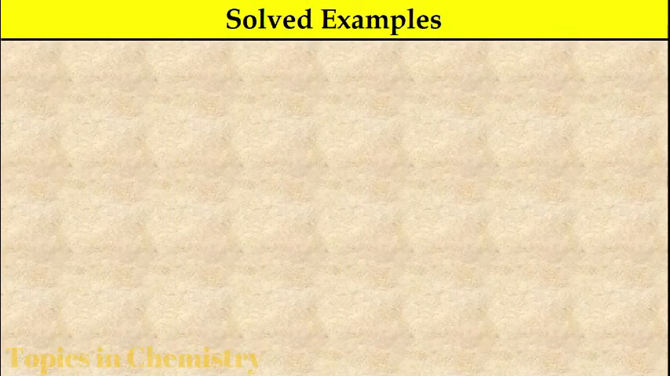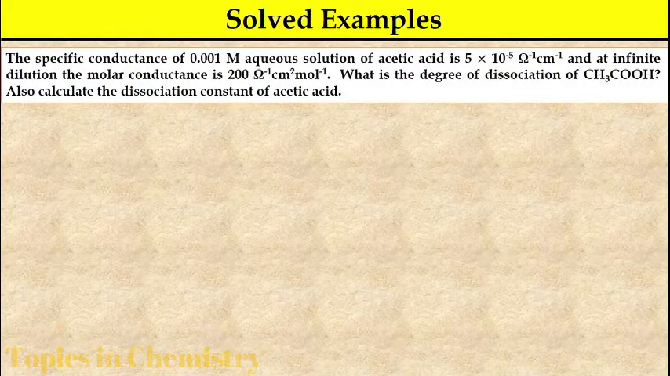Now see the next example. The specific conductance of 0.001 molar aqueous solution of acetic acid is 5 into 10 to the power minus 5 ohm inverse centimeter inverse. And at infinite dilution, the molar conductance is 200 ohm inverse centimeter square mole inverse. What is the degree of dissociation of CH3COOH? Also calculate the dissociation constant of acetic acid.